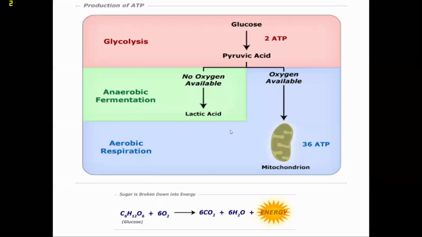We will go into details of this process. If pyruvic acid goes into anaerobic fermentation, no oxygen, it will release lactic acid, and only 2 ATP will be released from this reaction. While here we can get 36 ATP from the availability of oxygen. So you can see here glucose plus oxygen will release CO2, water, and energy. Energy, what energy? In the form of ATP.